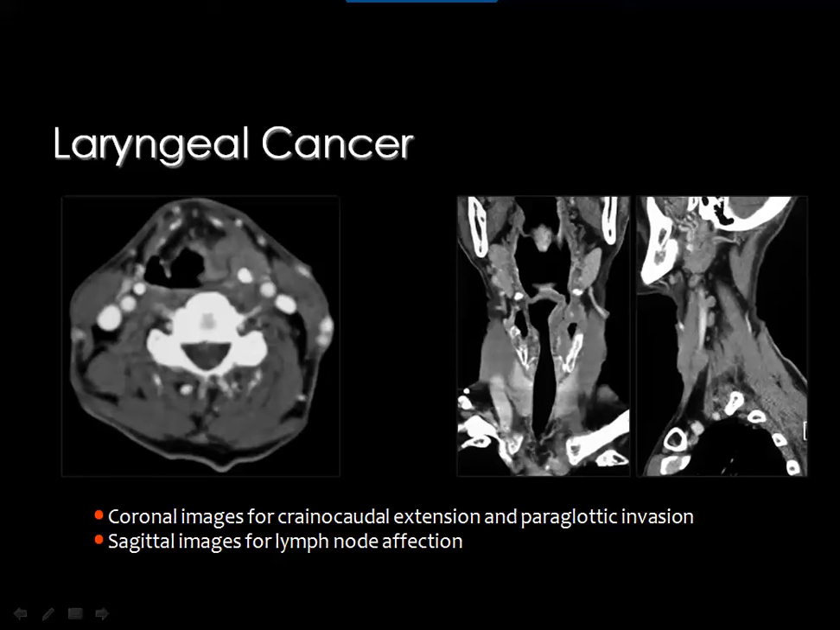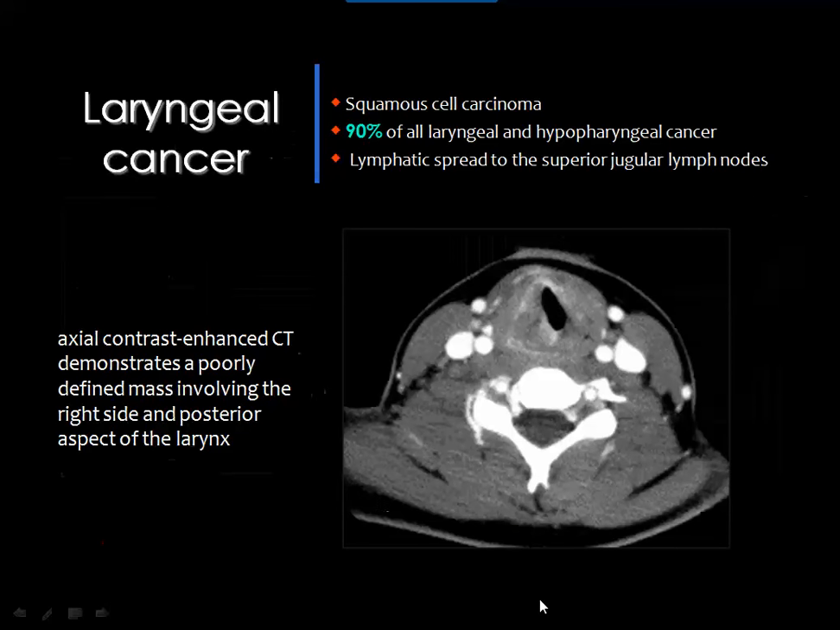And one of the valuable diagnostic benefits of the sagittal images is to look for enlargement of the lymph nodes, which are seen, of course, in the far away sagittal images on the left and on the right side.